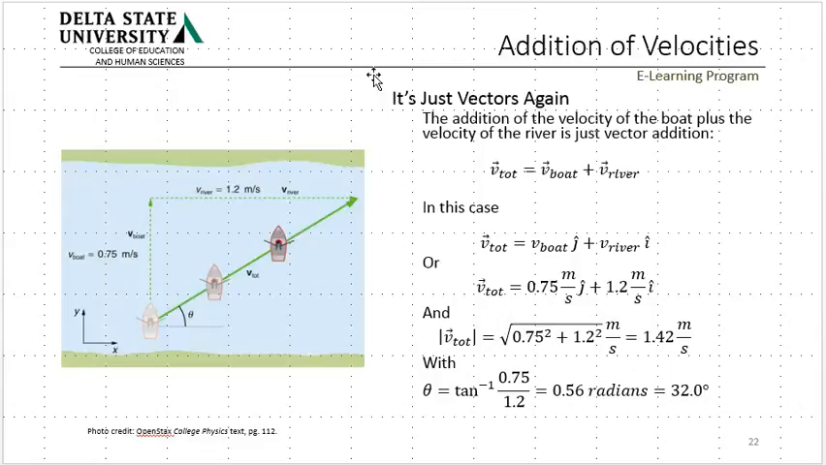So the total velocity of the boat with respect to the shore, and here we go. We've got a velocity of the boat with respect to the water of 0.75 meters per second straight across. We've got a velocity of the river with respect to the shore of 1.2 meters per second this direction. Now, it's important to think about how I said this. We have the velocity of the boat with respect to the water, the velocity of the water with respect to the shore. If we add those two, we get the velocity of the boat with respect to the shore.